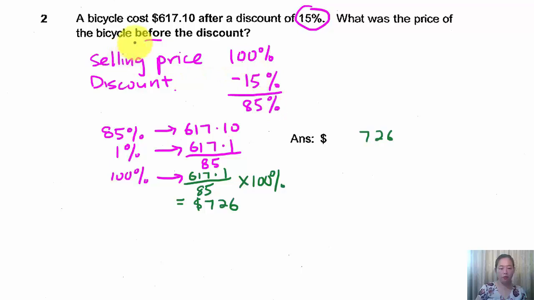So let's recap what we have learned here. We learned about percentage and we learned about discount. We also learned the importance of finding 1% of something before we can find 100%, which is the full selling price of the item, the bicycle.